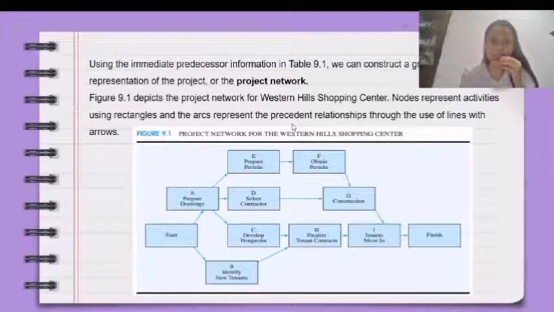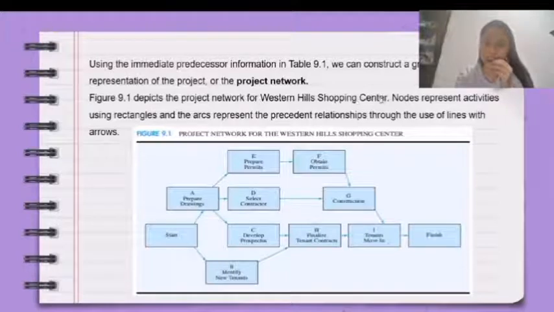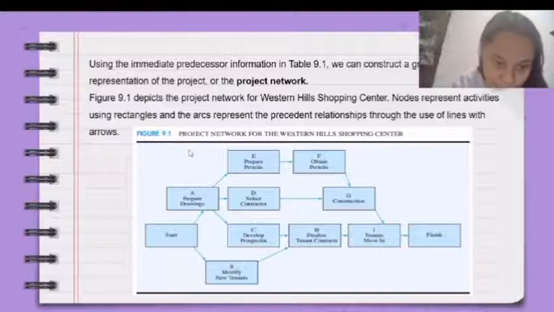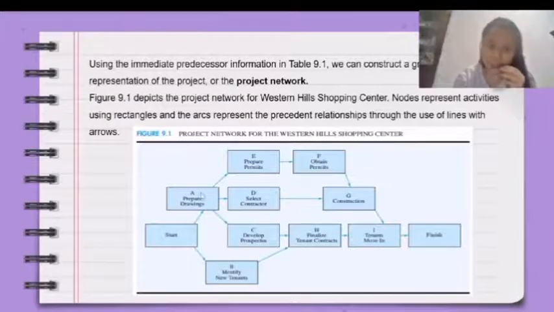Using the immediate predecessor information in Table 9.1, we can construct a graphical representation of the project, or the project network. So, this is what a project network looks like. Figure 9.1 depicts the project network for Western Hills Shopping Center. Nodes represent activities using rectangles, and the arcs represent the precedence relationships through the use of lines with arrows. As you can see here in Figure 9.1, the activities are written inside the rectangles, or nodes, while there are also lines with arrows, or arcs, that represent the precedence relationships.